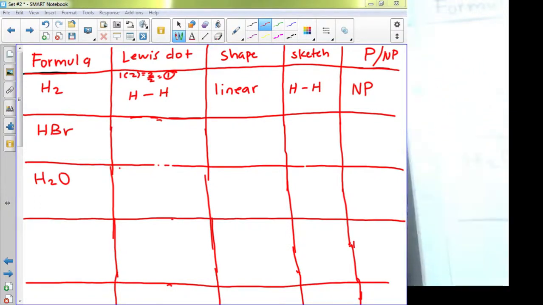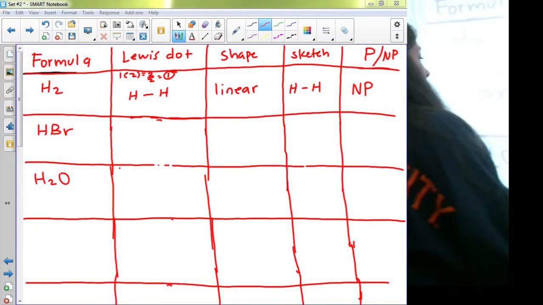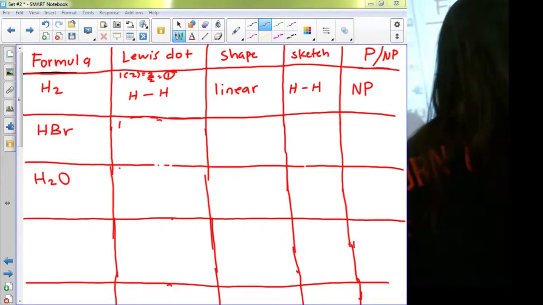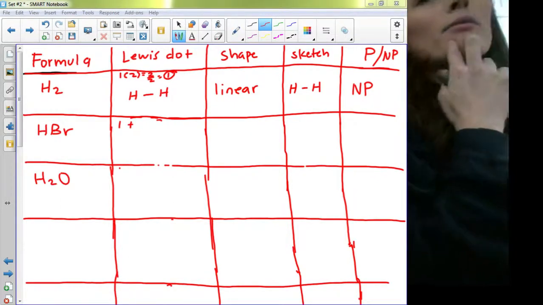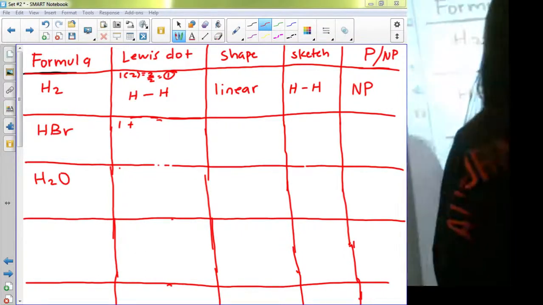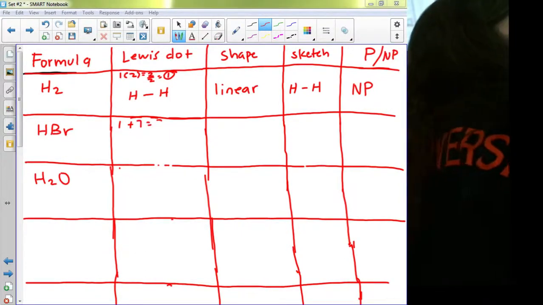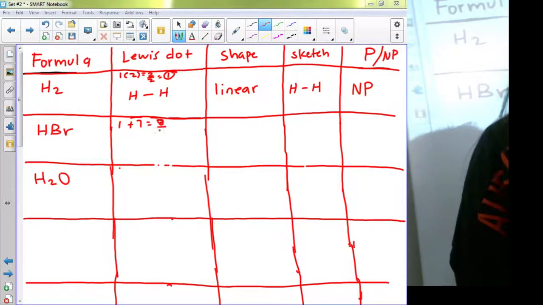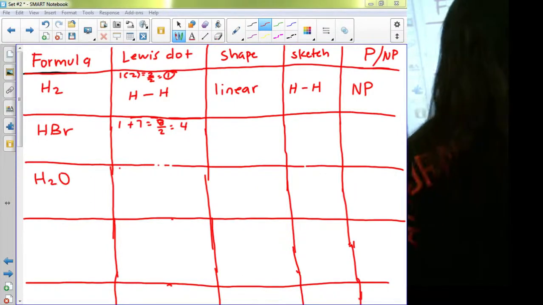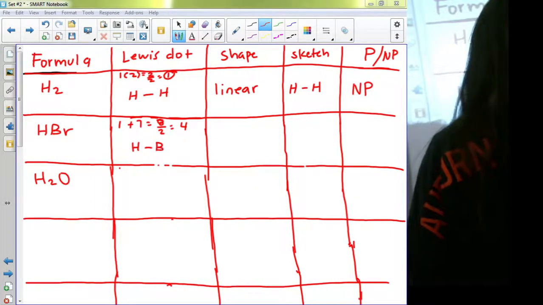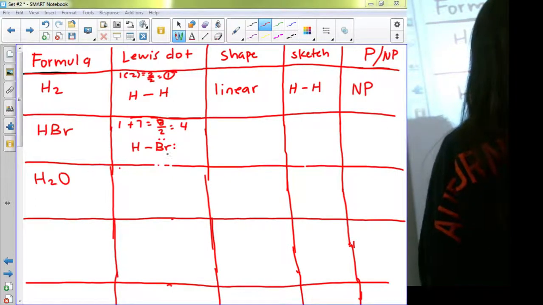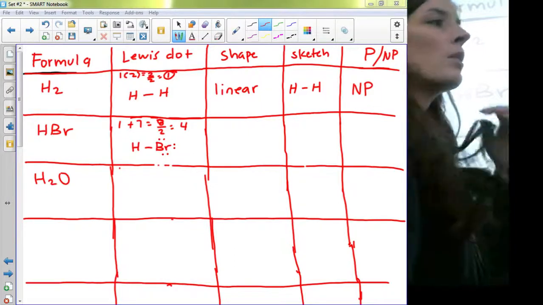Alright, now let's look at HBr. How many valence electrons does hydrogen have? One. Plus, how many does bromine have? 7, thank you. Alright, so 1 plus 7 is 8. And 8 divided by 2 is 4. So therefore I'm going to show H going to Br. And what else should I do after that? Put the dot. Show the lone pairs around Br.